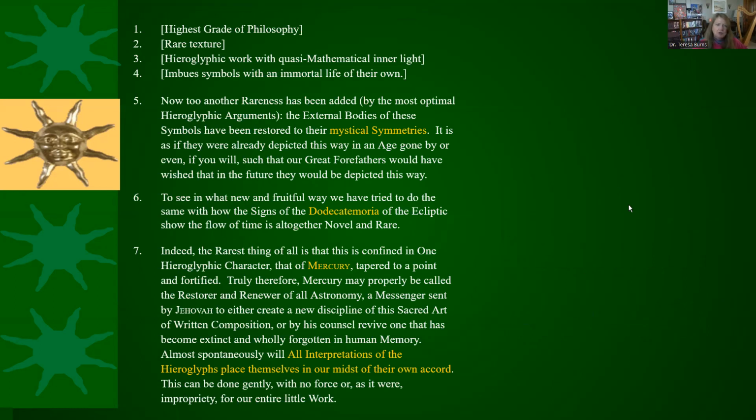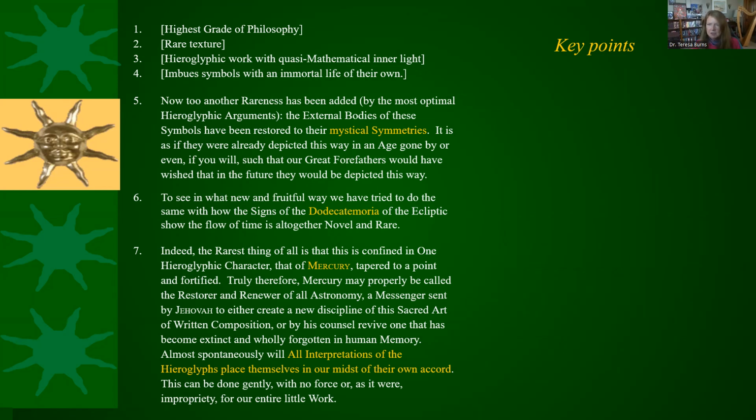Okay, we've been through 4. Let's go on to 5. Here's where we get to the mystical symmetries I just talked about. He will say, now too, another rareness has been added by the most optimal hieroglyphic argument. The external bodies of these symbols have been restored to their mystical symmetries. It is as if they were already depicted in this way in an age gone by, or even, if you will, such that our great forefathers would have wished that in the future they would have been depicted in this way.